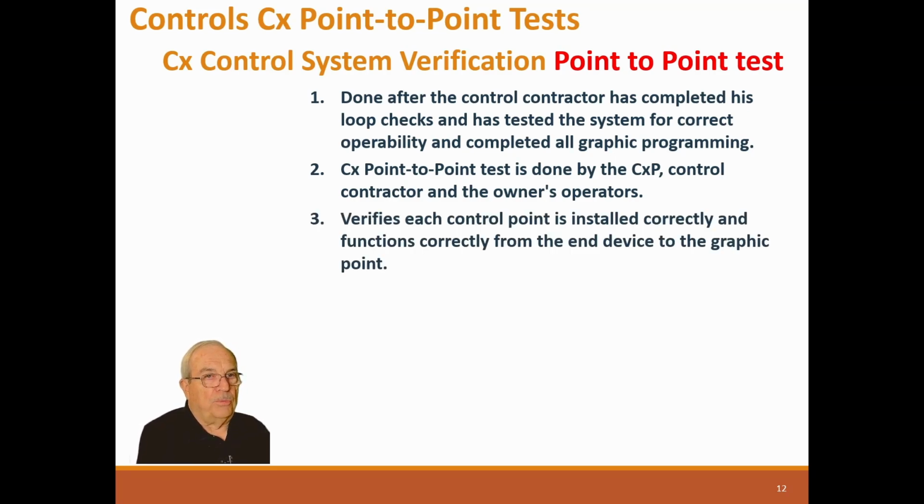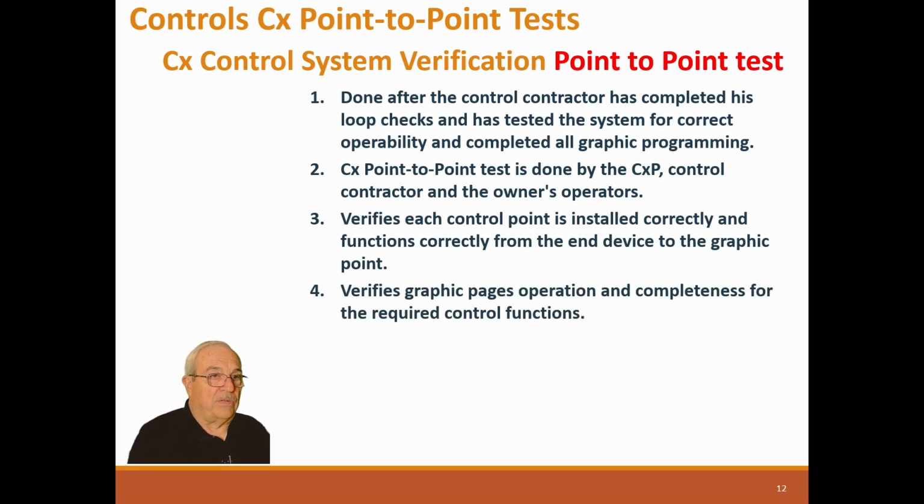It verifies each control point is installed correctly and functions correctly from the end device to the graphic point. So we do it from the end device, clear back to the screen, and we verify, because there's a bunch of opportunities to misassign the graphic point to the actual controller point. It is possible to have the graphic say it's air handler 4, but it's actually looking at the supply air temperature on air handler 5. It's possible to do that, so we want to make sure we go to the graphic.